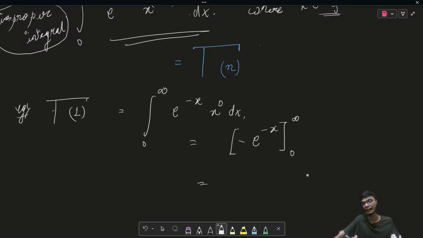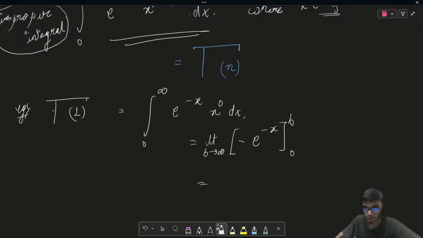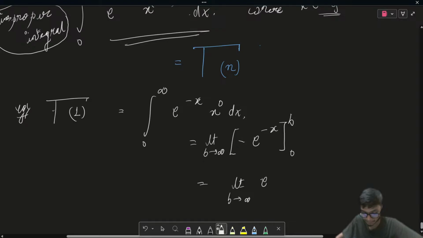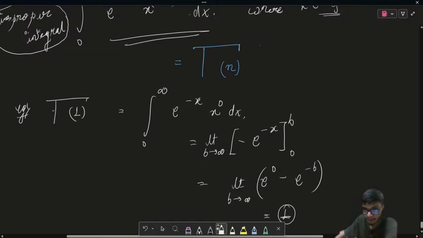please note that I cannot directly put infinity here. That makes the question an improper integral. So I write the upper limit as b, and take the limit as b tends towards infinity. The result is the limit as b tends to infinity of e to the power 0 minus e to the power minus b. When b tends towards infinity, e to the power minus infinity goes towards 0. Ultimately the answer is equal to 1.